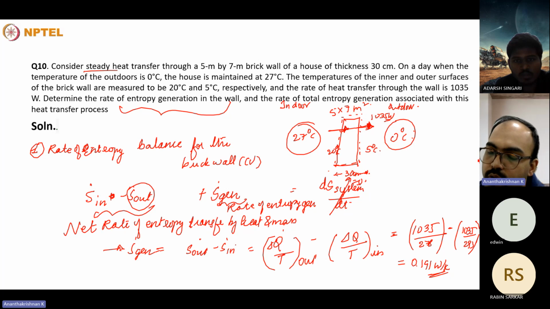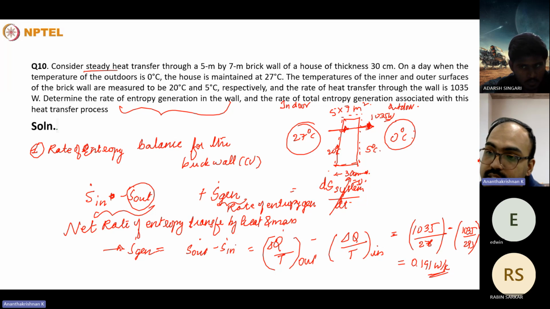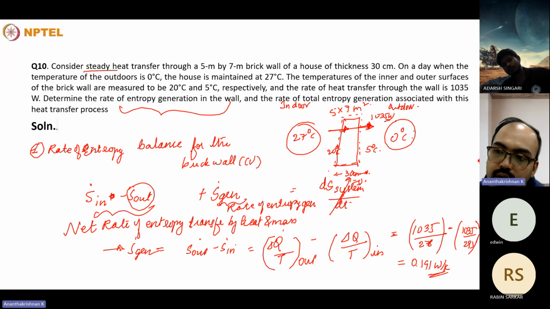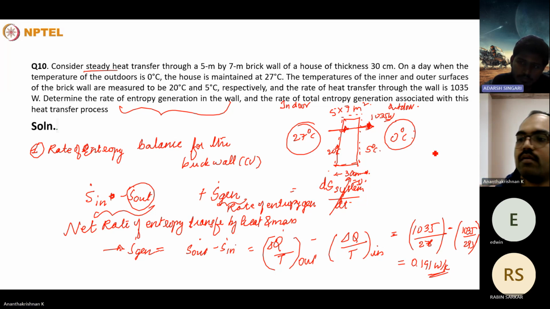You need to look into the problem specifically and see what exactly the question says, whether you need to calculate the entropy generation within the wall or the total entropy generation within the process. If you want to calculate only the entropy generation within the wall, you only take into account the wall surface temperatures while calculating the inlet and outlet entropies. At the same time, if they ask for the total entropy generation associated with this process, you need to take into account the higher temperature source as well as the lower temperature sink for calculating the entropy generation for the process.